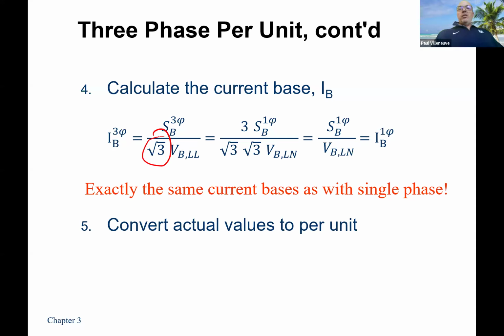So if I pick V base that is a line-to-line voltage and S base that is 3-phase, I still need to make sure I'm dividing by the square root of 3 to calculate what my current base is. That's a highlight because oftentimes you forget that square root of 3 term. There's nothing we can do to substitute in, so we're stuck with having to include that square root of 3. But that's the only modification we need to make for 3-phase systems. We have to add the square root of 3 term in there. And then all the work is the same.